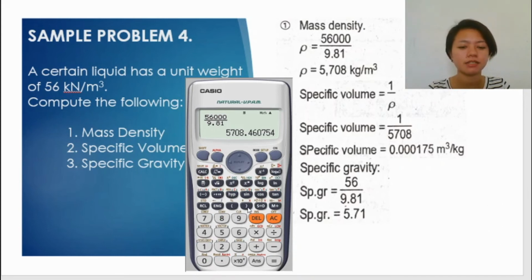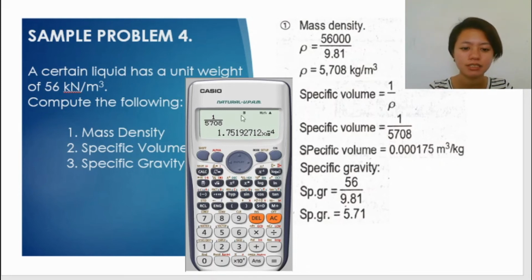We have 5,708 kilograms per meter cube as our mass density. Then, for specific volume, since it is the reciprocal of our mass density, we use the value we got in number 1. So, we have 1 over rho, which is 1 over 5,708, equals 1.75 times 10 to the negative 4 specific volume. It is a reciprocal, so the unit is cubic meter per kilogram.